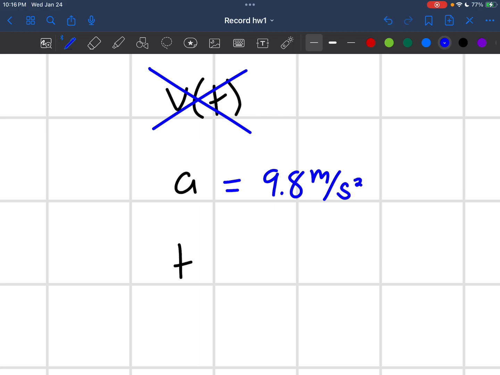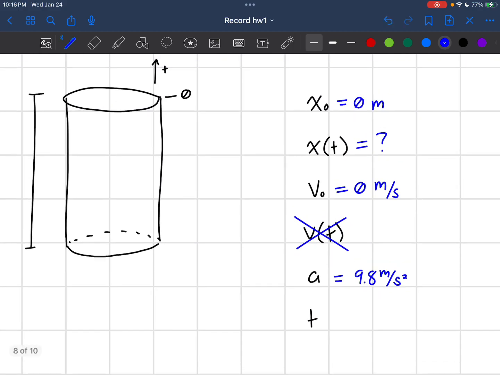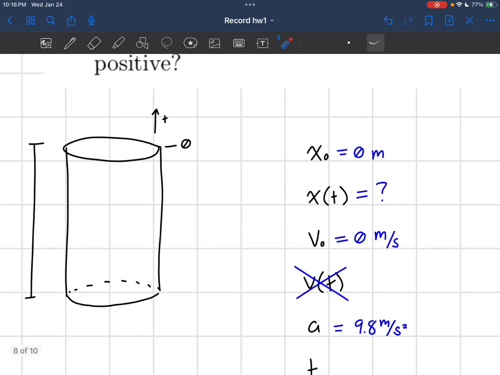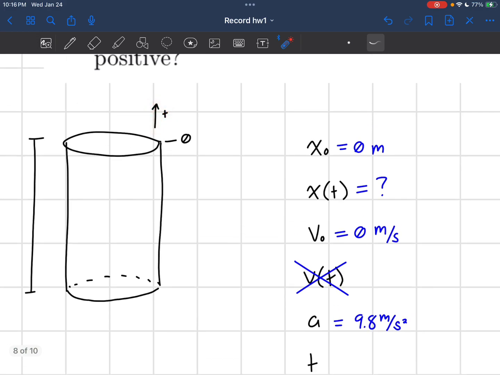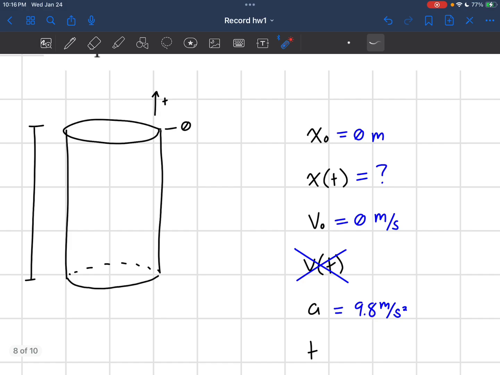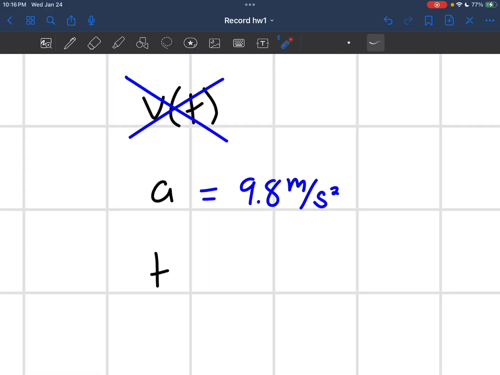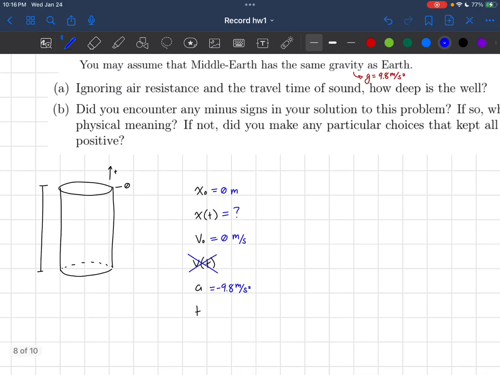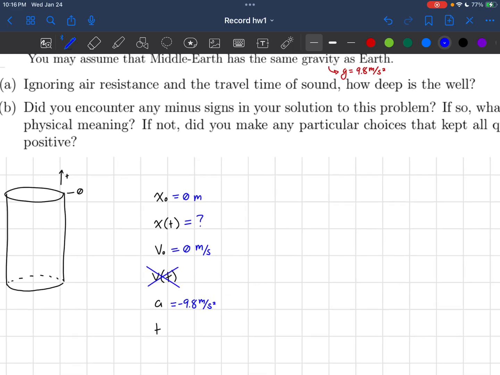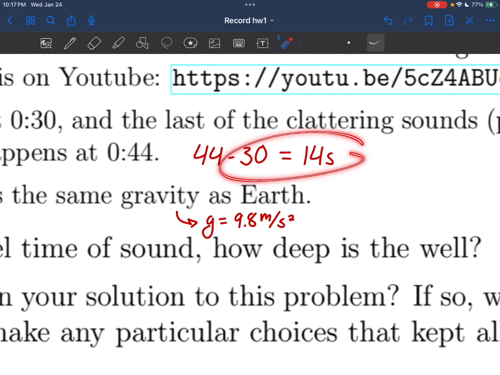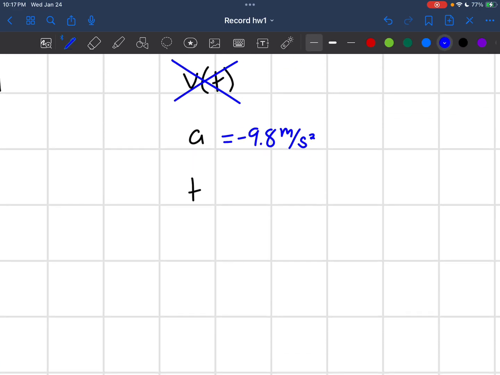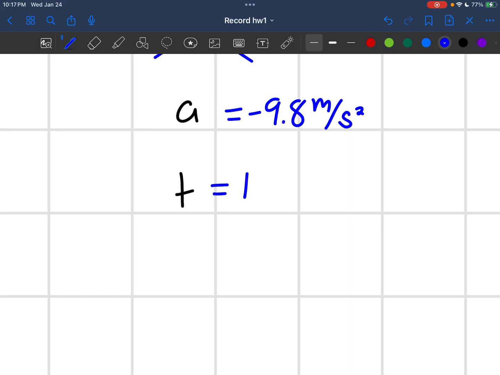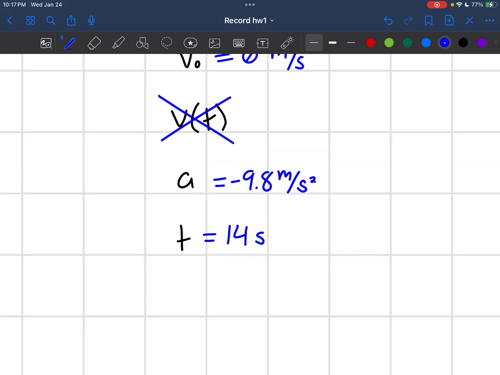However, I forgot a very important part. Because I said that up was positive in my coordinate system, and gravity is down, my acceleration should be negative. And finally, I have time, which I solved for up here. The time duration of my problem was 14 seconds.